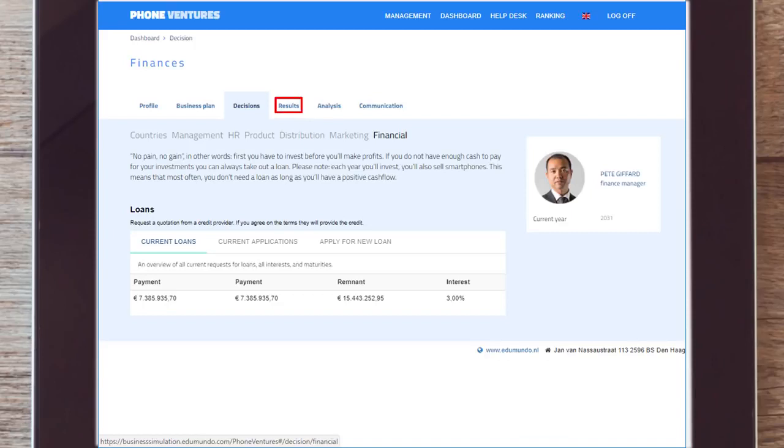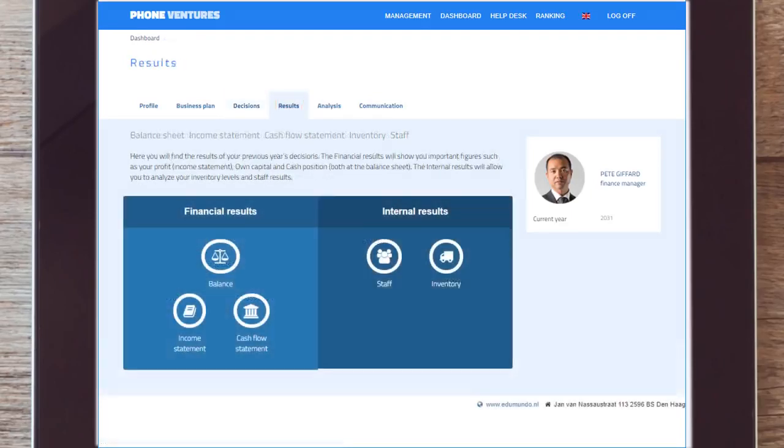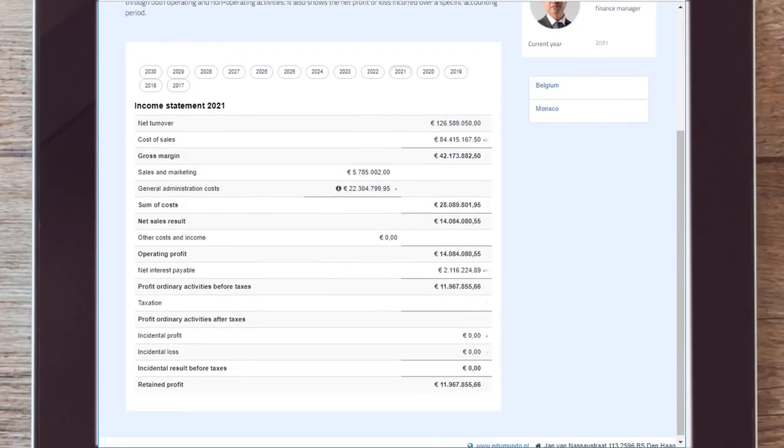After each round, go to Results to analyze the operational results of your decisions. First, look at the financial results. On the income statement, you will find how high your profit was. This team did well. However, some teams will make a loss. In this case, you have to understand what caused the loss by analyzing the income statement. A loss can have multiple causes. For instance, here we can see that the difference is between net turnover and costs of sales.